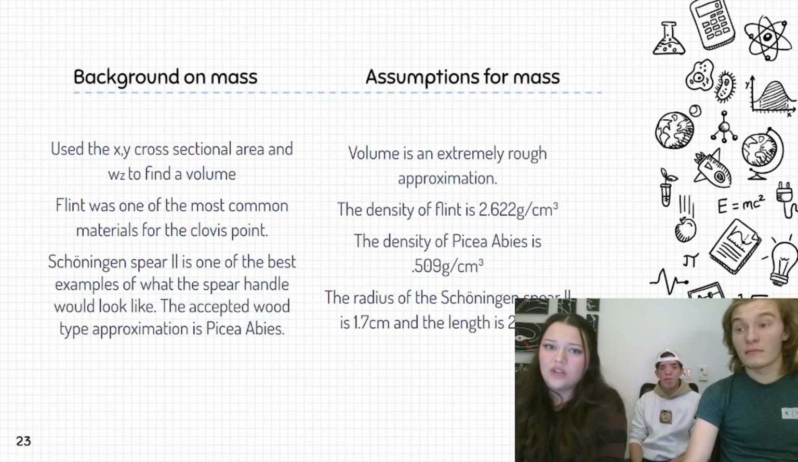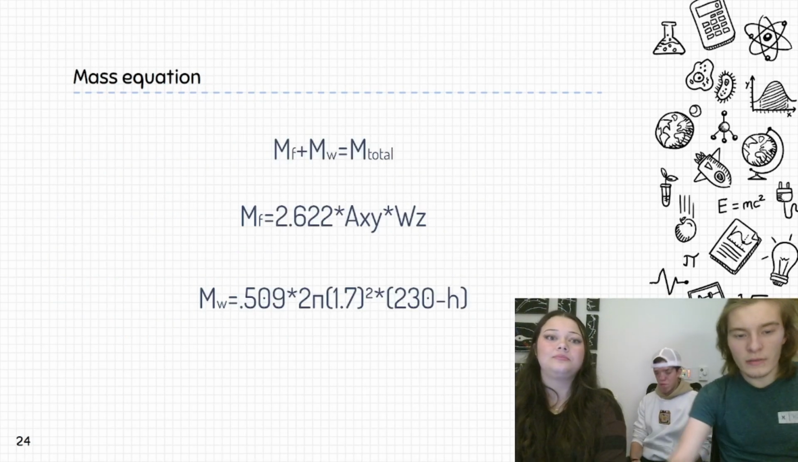It's important to note volume is an extremely rough approximation. The density of flint is 2.622 grams per centimeter cubed, and the density of Picea abies is 0.509 grams per centimeter cubed. The radius of the Schoeningen spear number 2 is approximately 1.7 centimeters, and the length is 230 centimeters. Good. So the equation for the mass.